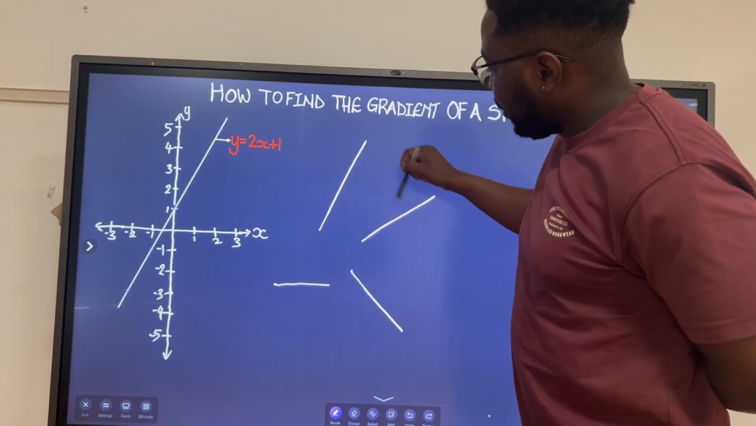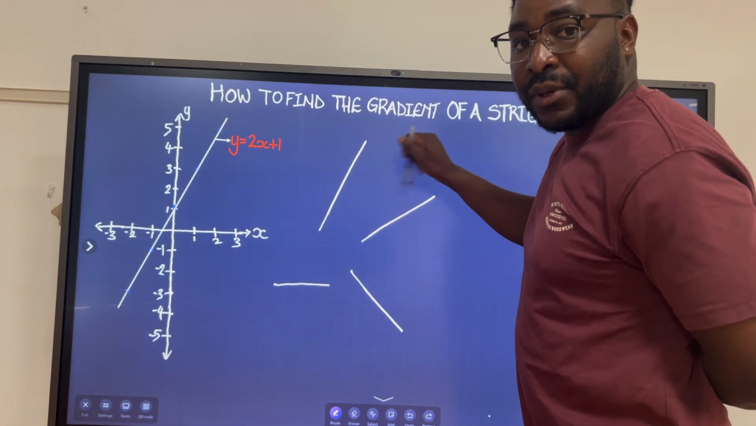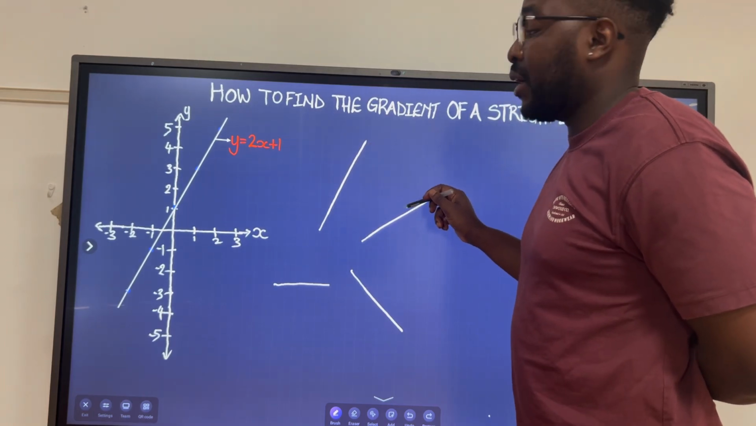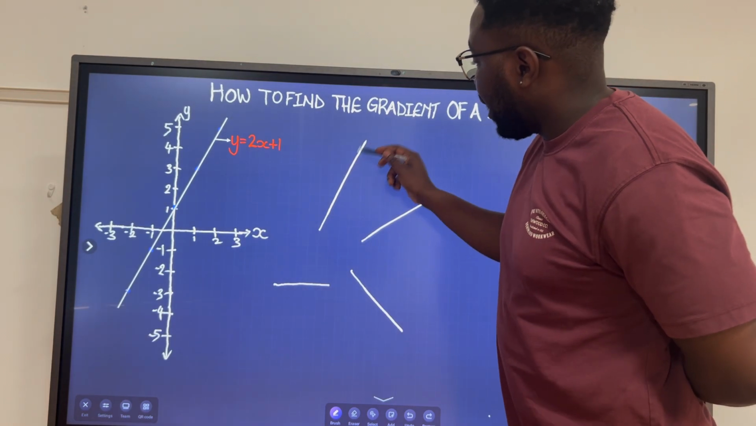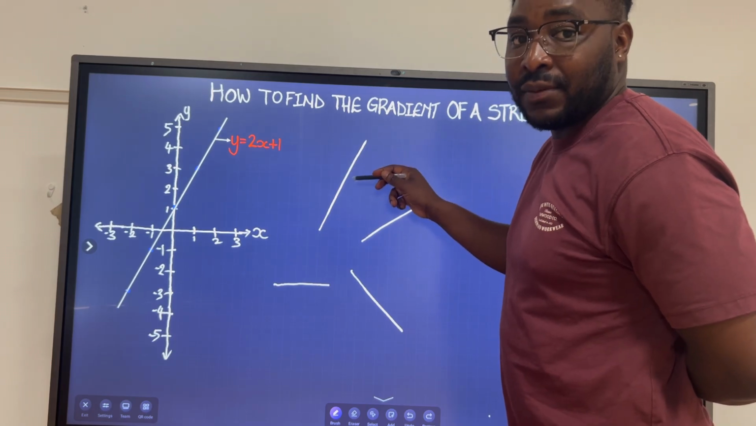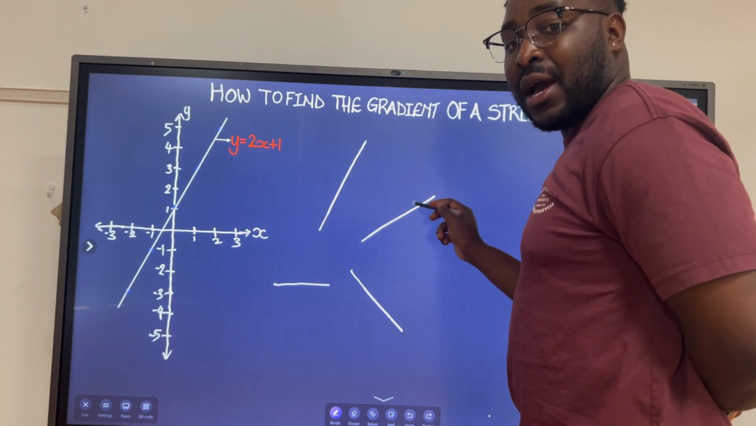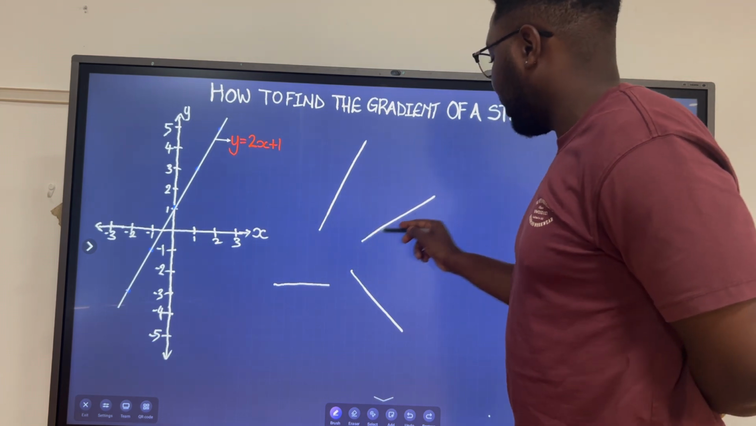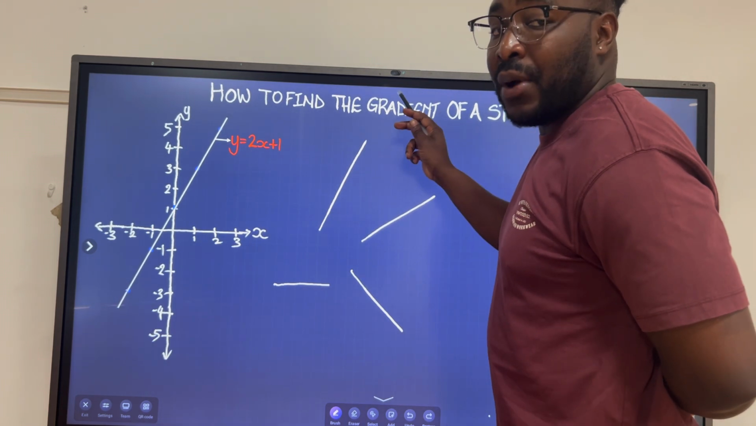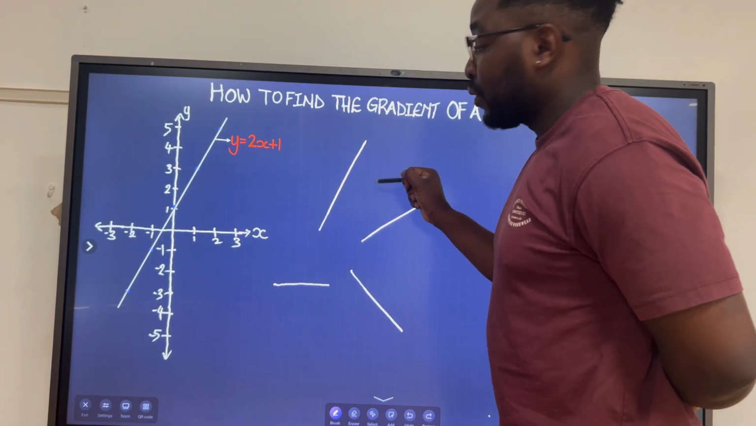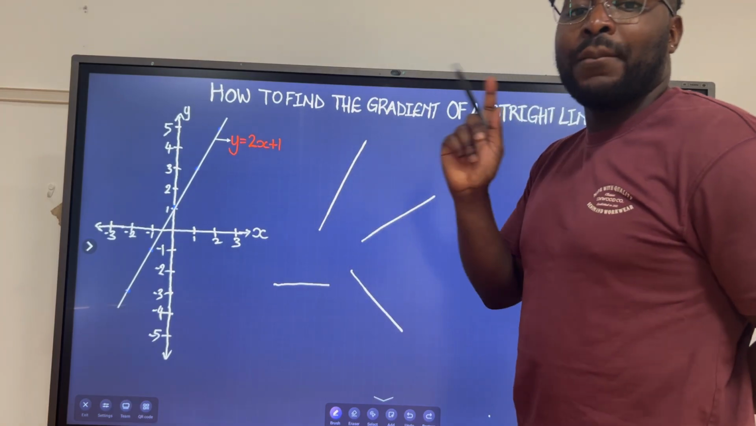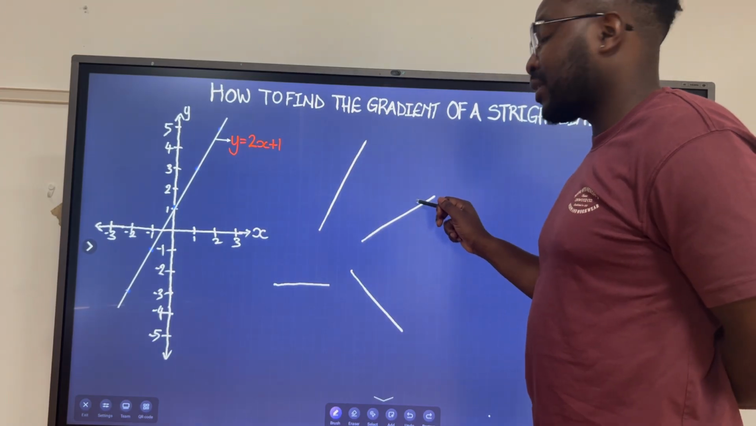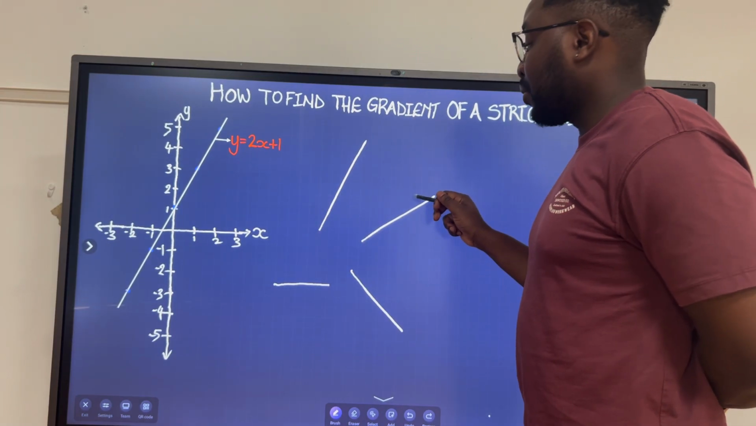Which line do you think is steeper? We find that this line over here is steeper than this line over here, right? So this line has what? A higher gradient. And this line over here has a smaller gradient, right? Now, if you look at this line here and this line over here, they're all going up as you move to the right, so both of them have a positive gradient, but this one has a higher positive gradient, and this one has a smaller or lower positive gradient.